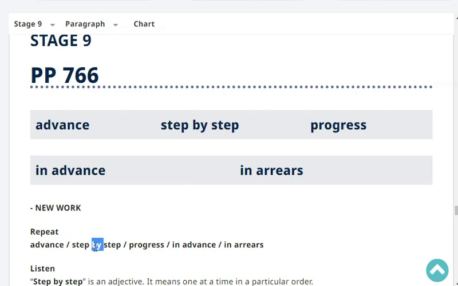Next, repeat advance, advance, step by step, step by step, progress, progress, in advance, in advance, in arrears.